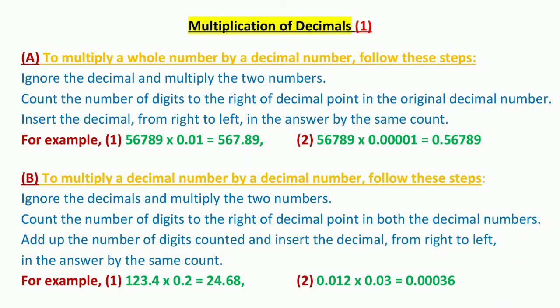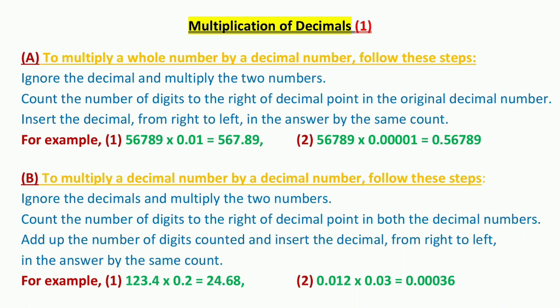So, multiply first 56,789 with 1, which will give you 56,789. Now, after the decimal point, 5 digits are there: 5, 4, 0 and 1. Total 5 digits. So, in the final answer, from the right side, count 5 digits. After the 5, put the decimal point over there. So, the final answer is 0.56789.